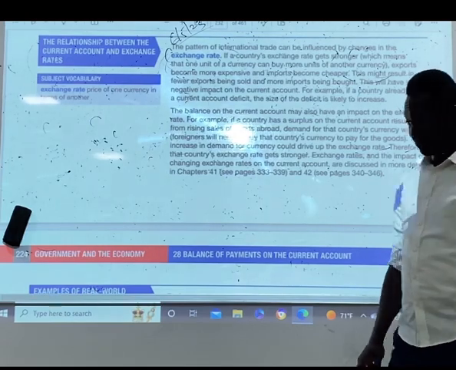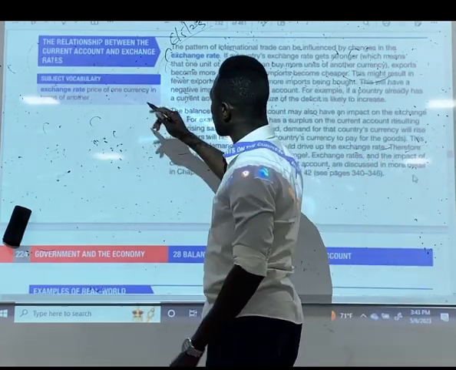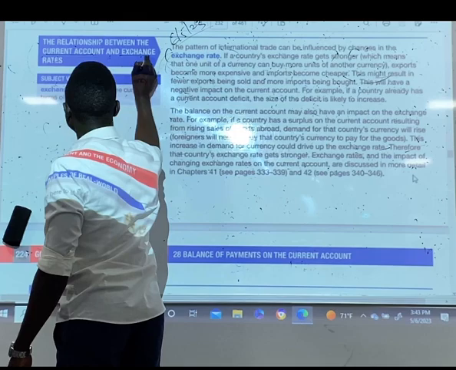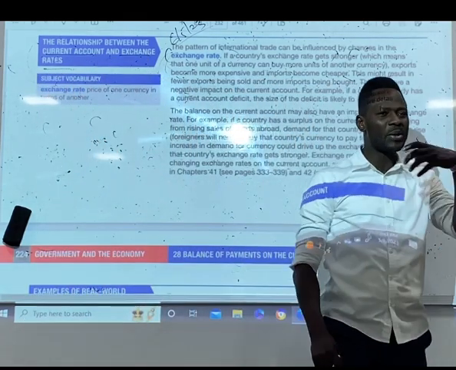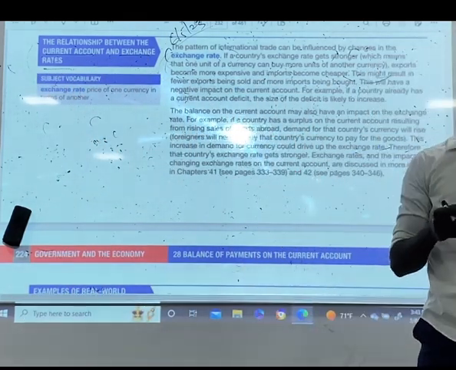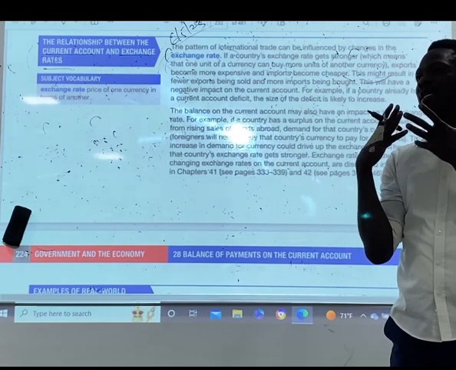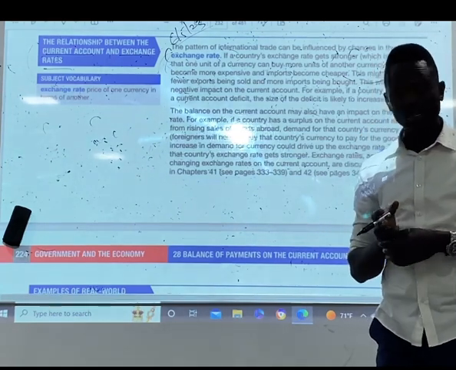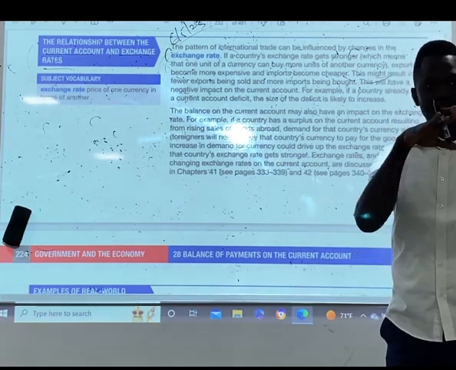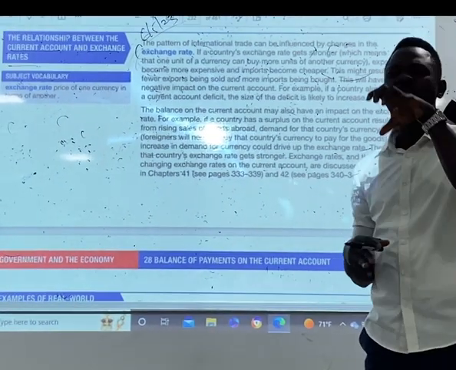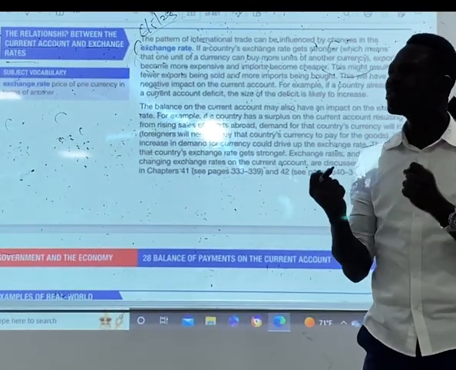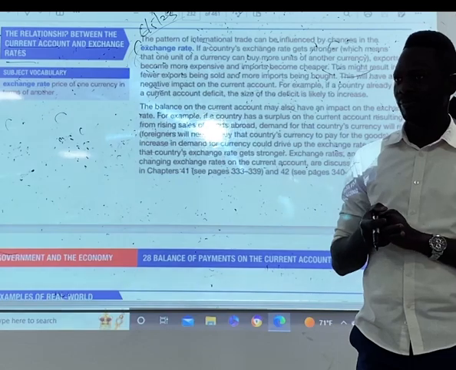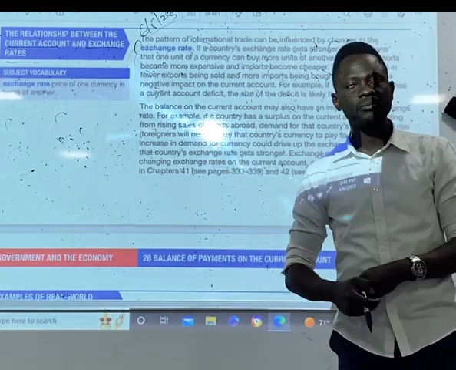Relationship between the current account and exchange rate. Remember when we started the class, I said if you continue to import, deficit. It's deficit, yes. But what happens to your currency? Your currency loses its value. Yes. So we get to know now.